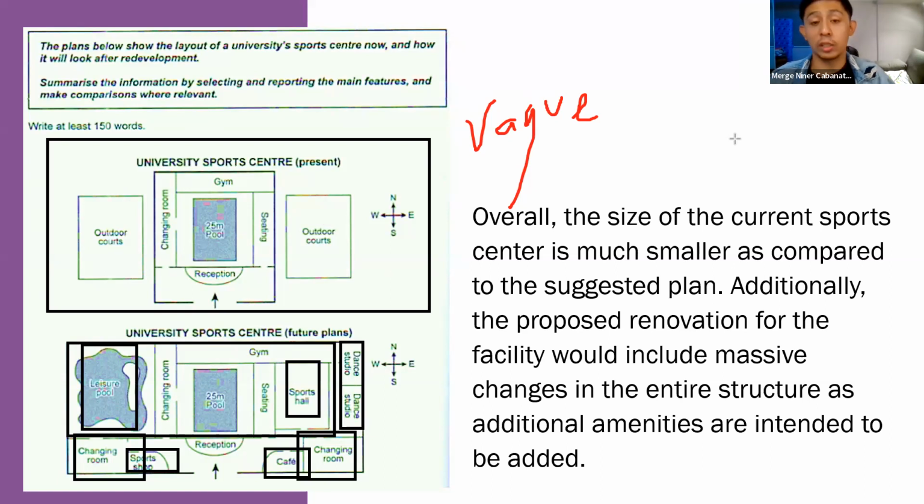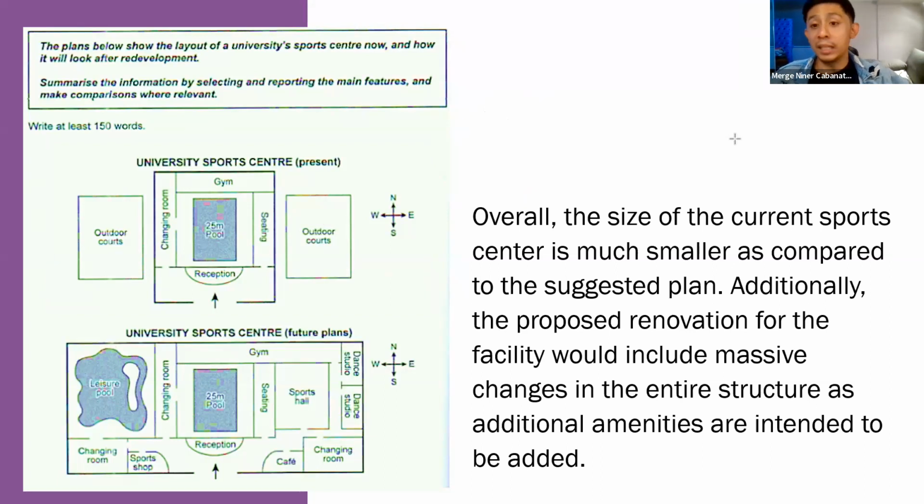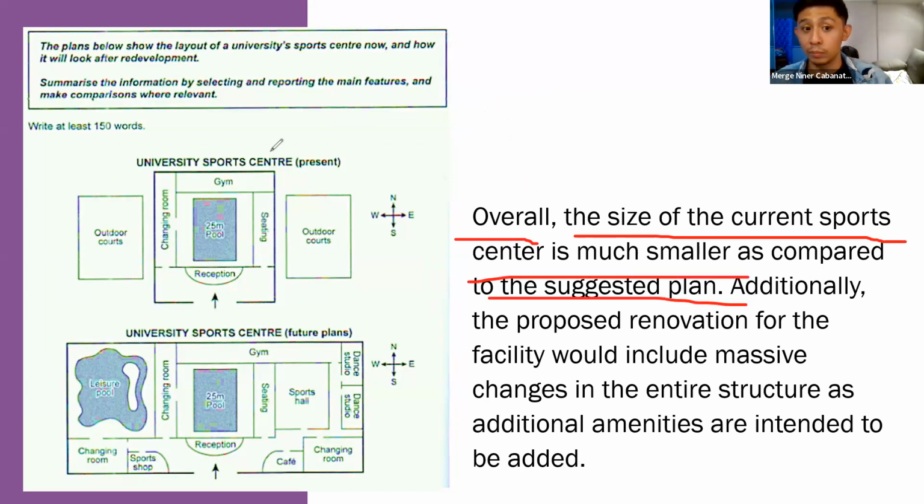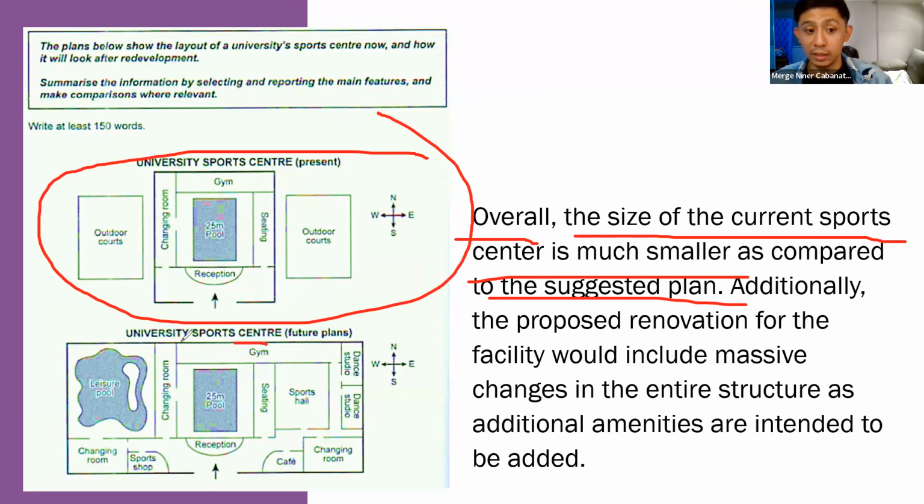So there are so many amenities. There's so many amenities that were changed. Overall, the size of the current sports center is much smaller as compared to the suggested plan. That's true. This one is this one. Okay, including this. Not entirely the pool, but half of it.